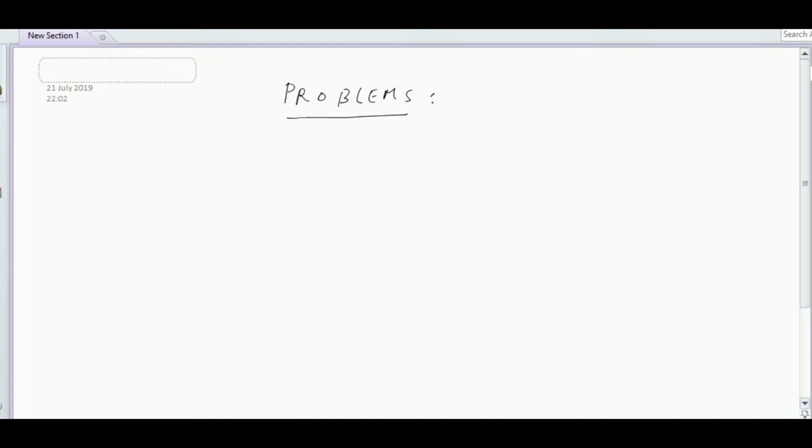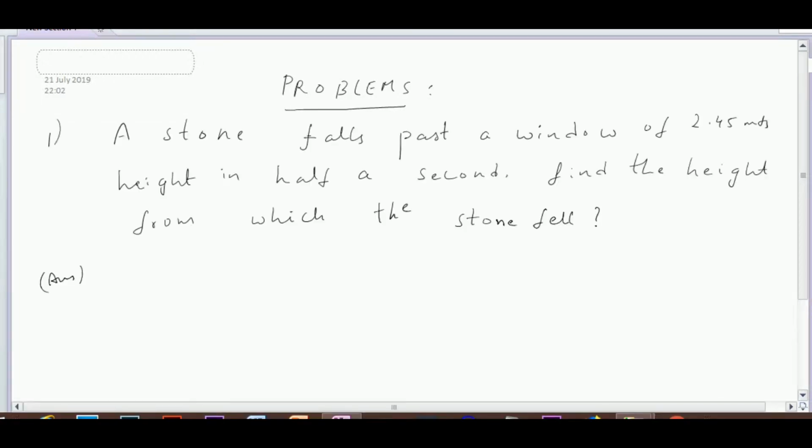Today, let us do some problems on kinematics of particles in plane motion. So here is the first problem. A stone falls past a window of 2.45 meters height in half a second. Find the height from which the stone fell.